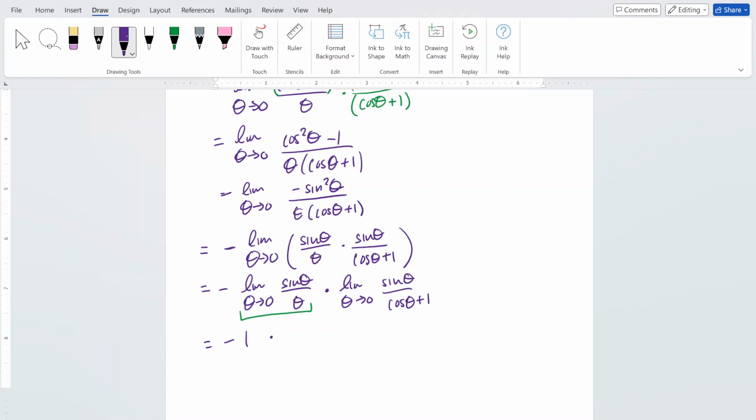Now if I plug in theta, I get sine of 0 over cosine of 0 plus 1. That's negative 1 times sine of 0, which is 0, and cosine of 0 is 1, so 1 plus 1 at the bottom. So this fraction here is just 0, so you have negative 1 times 0, which is indeed just 0. There we have our finished proof for number 6.